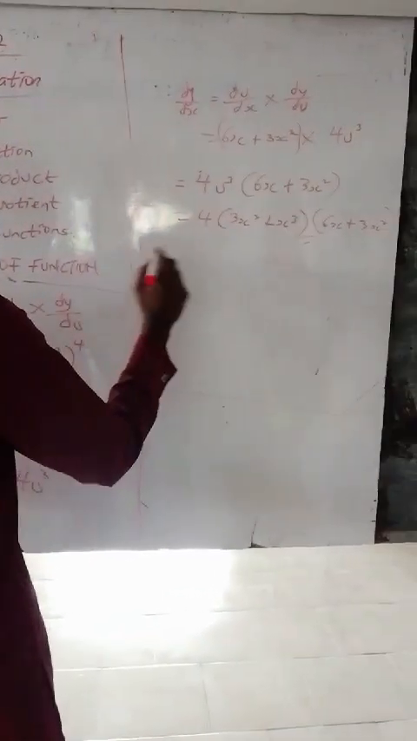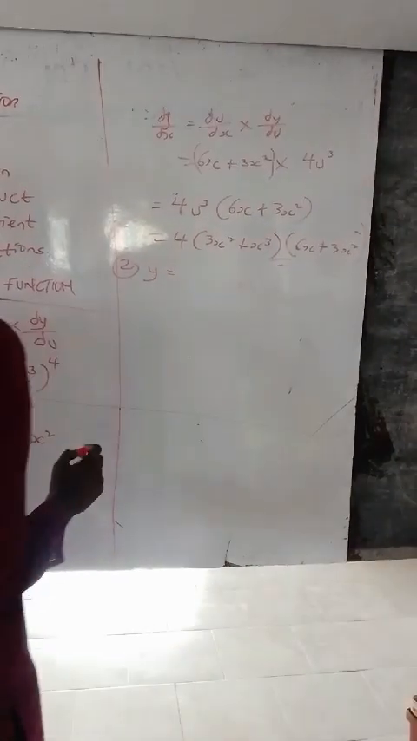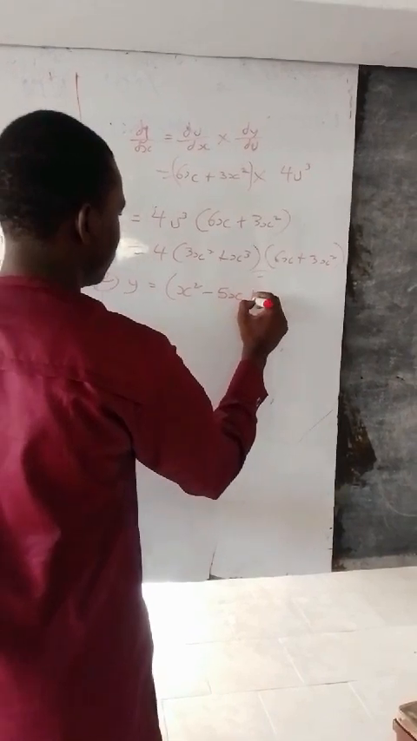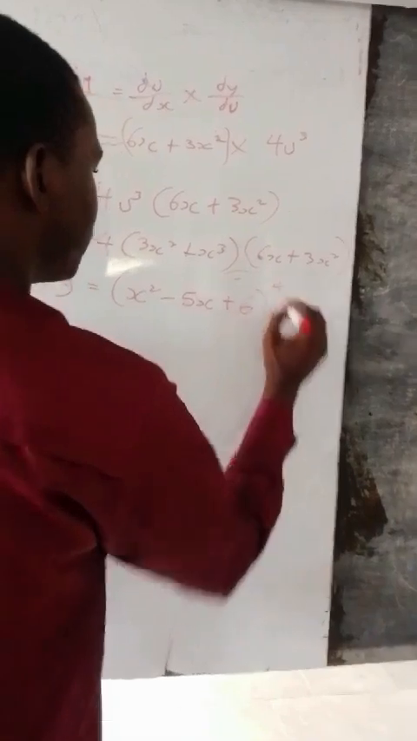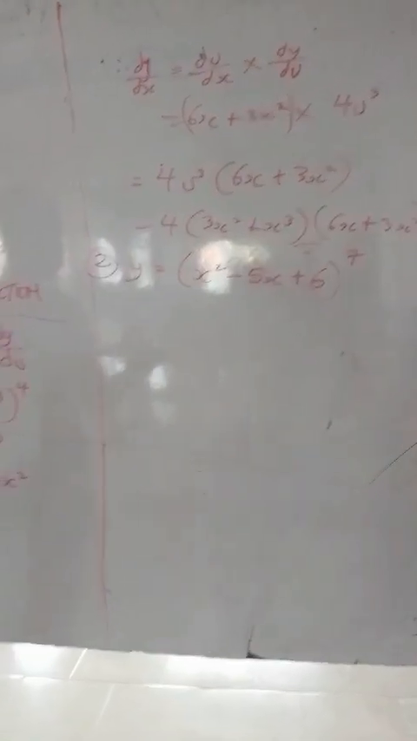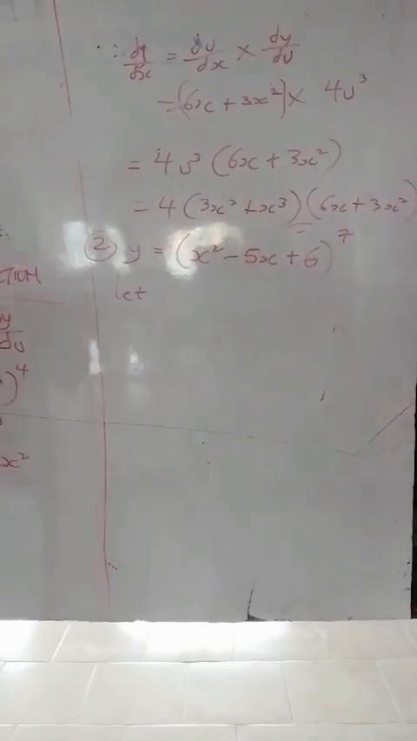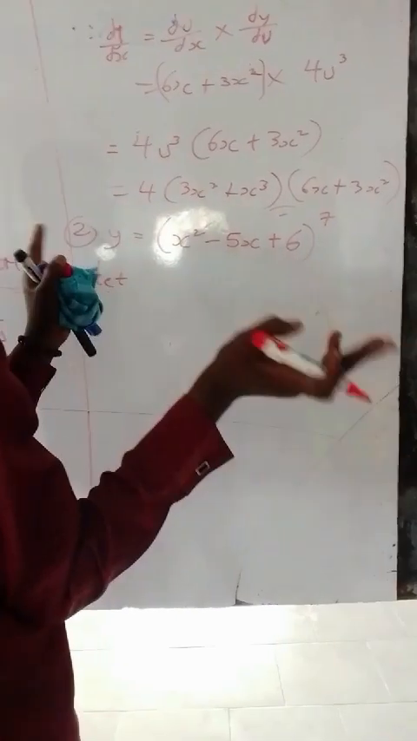Another thing, let's do something else. Another example on this. Let's say y equals x squared minus 5x plus 6, all this power 4. Let me use all this power 7. So what you need to do is, this is how you know function of a function. You only have a particular function enclosed in brackets, then raised to a power. That is function of a function.